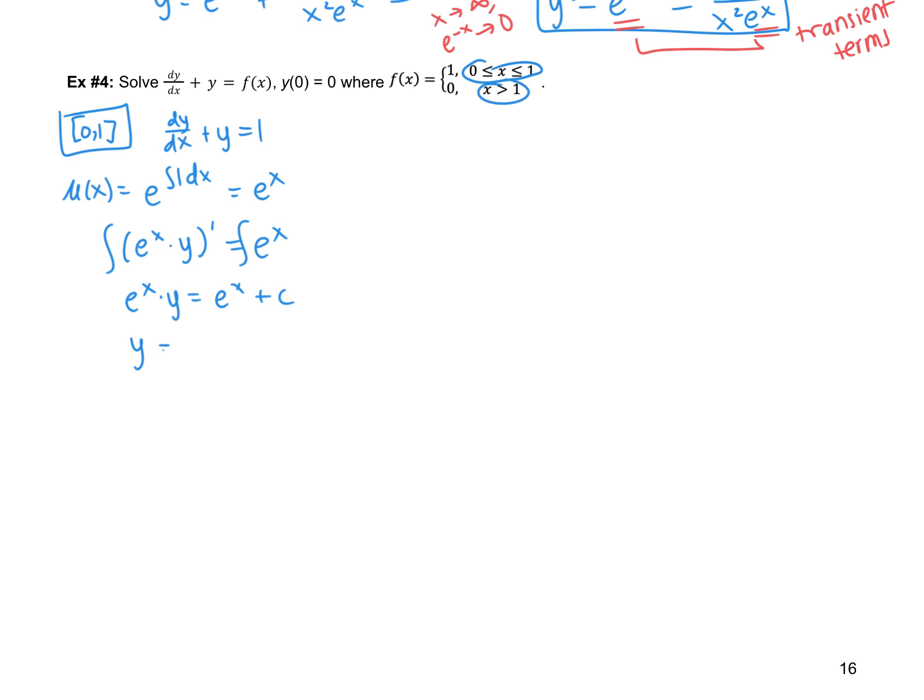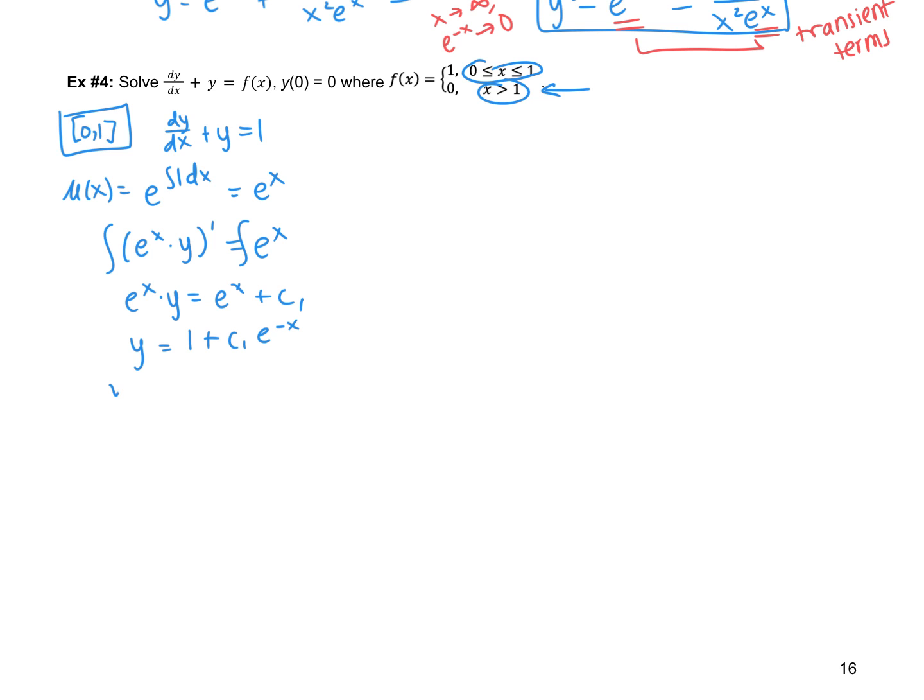So our y then ends up being 1 add c1 e to the negative x. So this is really c1. I'm going to mark it as c1 because when we solve on this other interval, you should notice you're going to end up with another c.